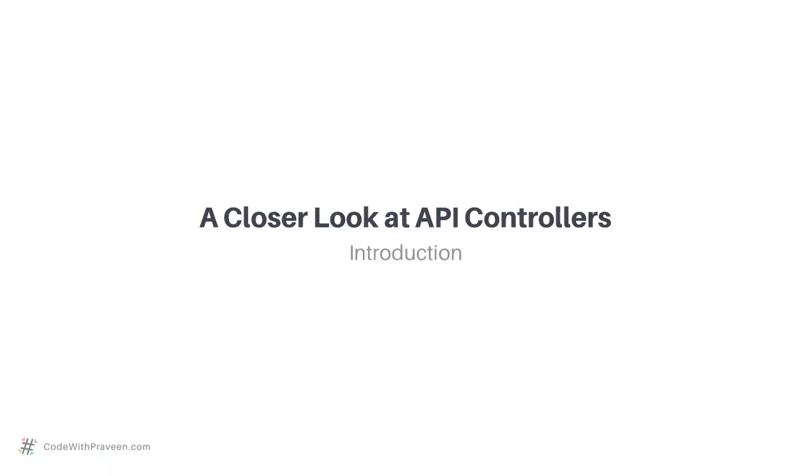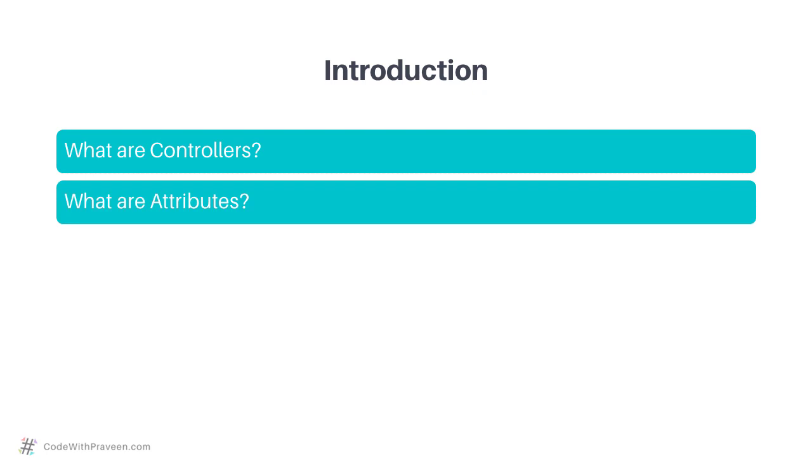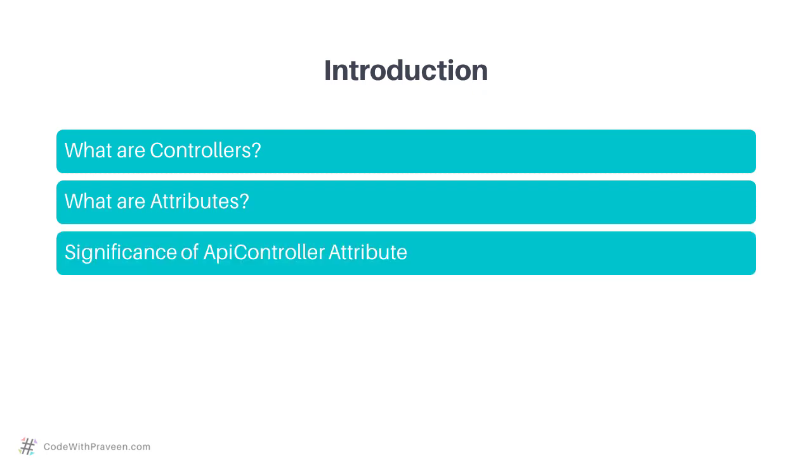In this section, a closer look at API controllers, we are going to go deeper into knowing more about the API controllers. First, you will understand more about controllers in ASP.NET Core. This is followed by understanding more on attributes. Finally, you will get to know the significance of the API controller attribute. Let's get started with what controllers are.